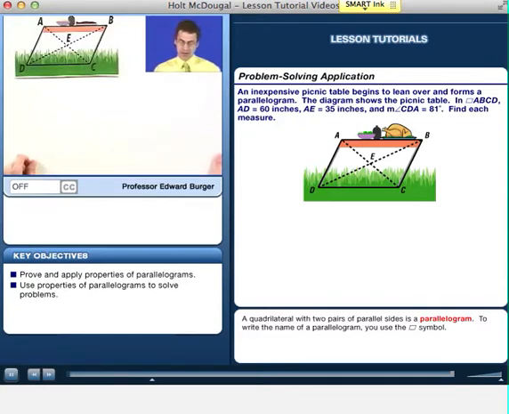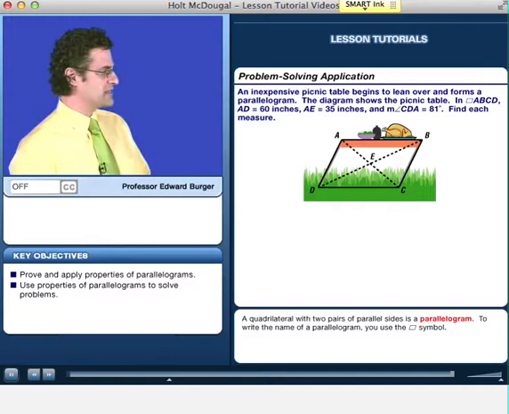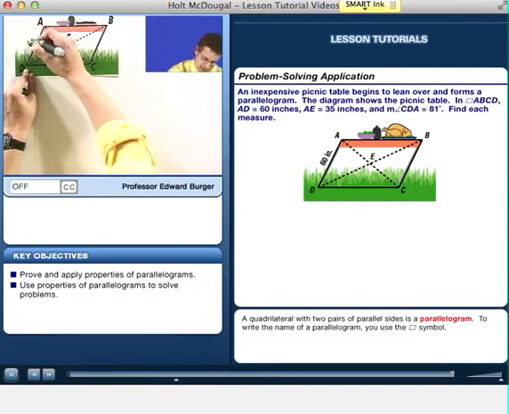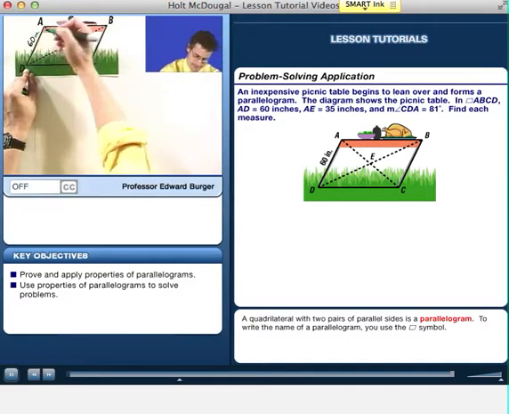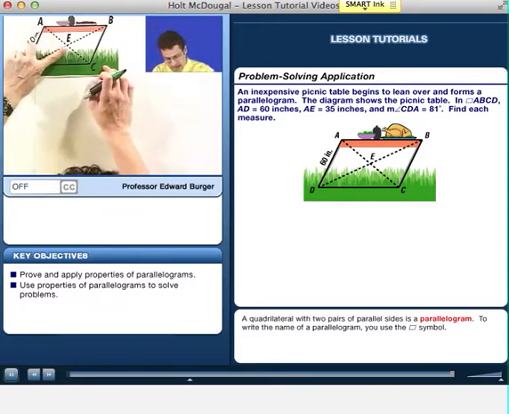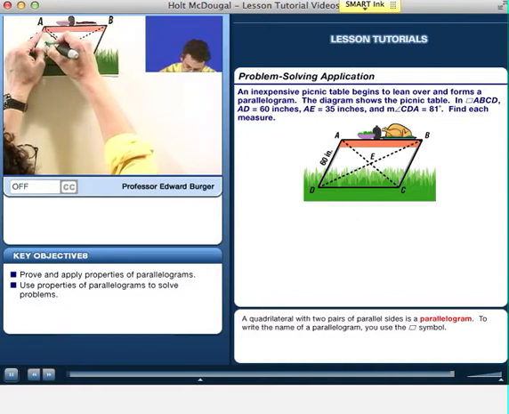All right, now let's suppose that I give you a whole bunch of facts about the dimensions of this particular leaning picnic table. The first thing I tell you is that AD, this side right here, is 60 inches. And I also tell you that AE is 35 inches. AE is this little piece right here.